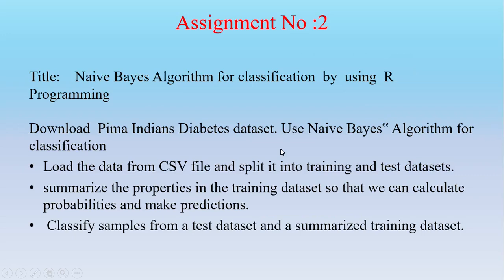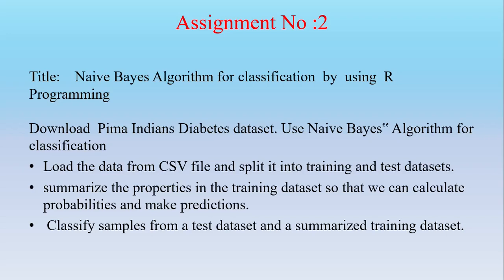Now in today's session, I am going to explain assignment number 2. The title of the assignment is Naive-Bayes algorithm for classification by using R programming. I will read the problem statement: download the PIMA Indian diabetes dataset and use the Naive-Bayes algorithm for classification.